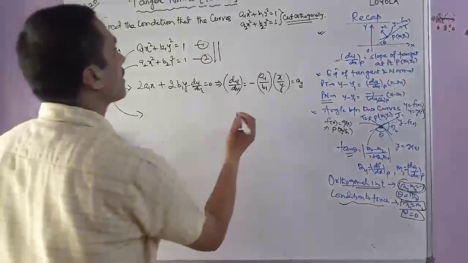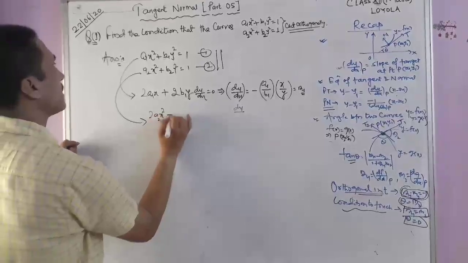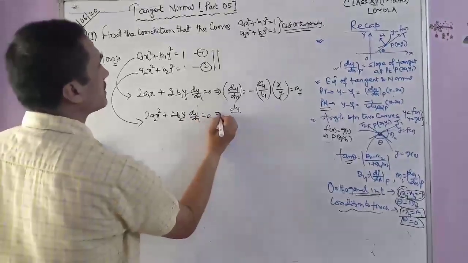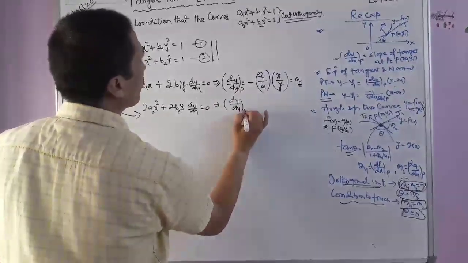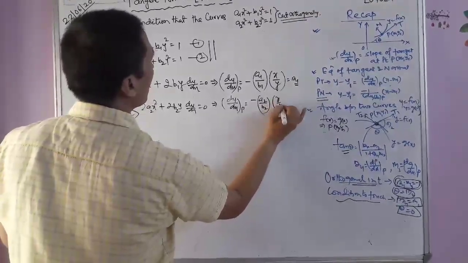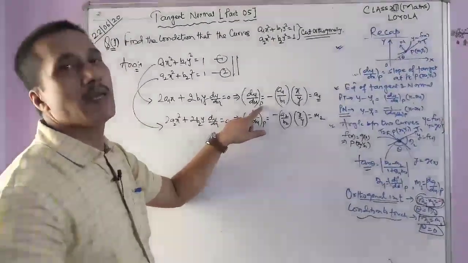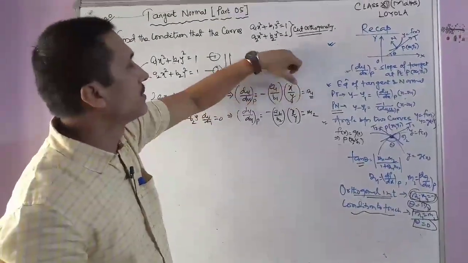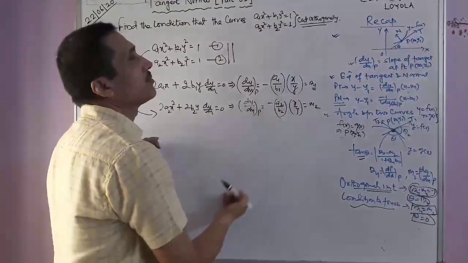Similarly, for second curve, 2a2x plus 2b2y dy by dx equal to 0. This will give dy by dx at point of intersection, common point P, minus a2 by b2 x by y, this is m2. If we take here coordinate of P as (x1, y1), then this will be x1 by y1, x2 by y2. We see later this x upon y, x and y will be eliminated.